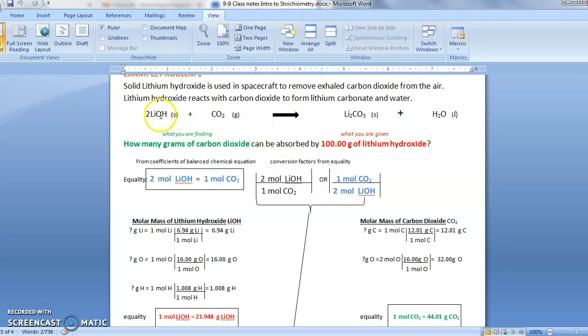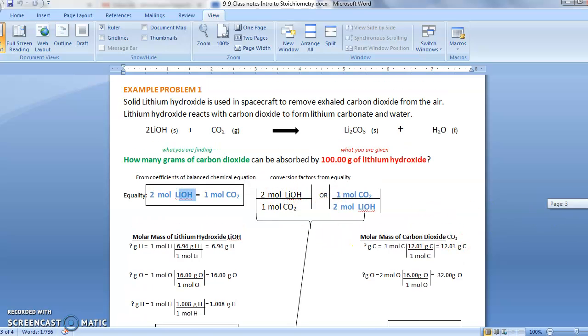on top and the coefficient from the moles of the chemical equation of the thing we're given on the bottom. So we need an equality. It's 2 moles of lithium hydroxide for every 1 mole of carbon dioxide. I can write that 2 ways. I can put 2 moles of lithium hydroxide on top and moles of carbon dioxide on the bottom, or I can put moles of carbon dioxide, the thing I'm trying to find, on top, and 2 moles of lithium hydroxide on the bottom. Those are the 2 conversion factors I can get out of this.